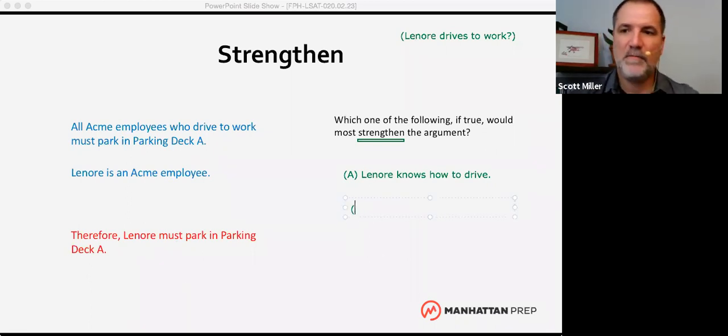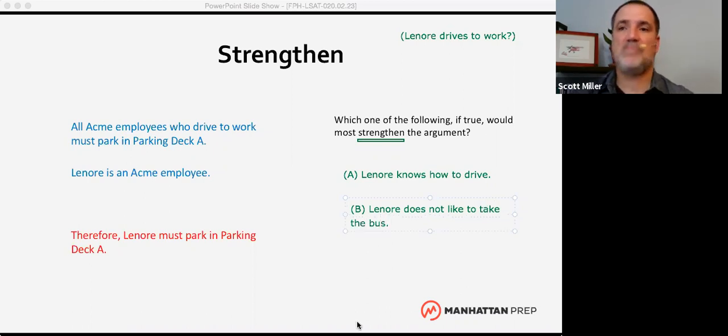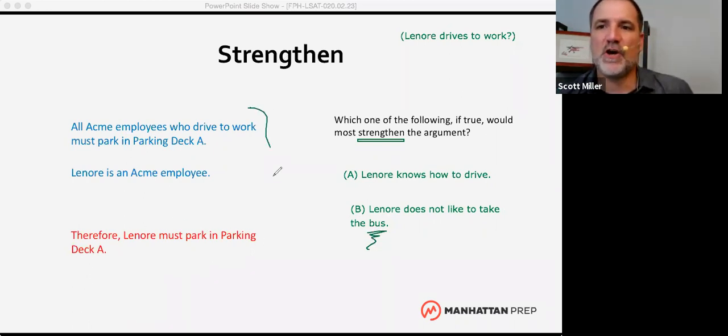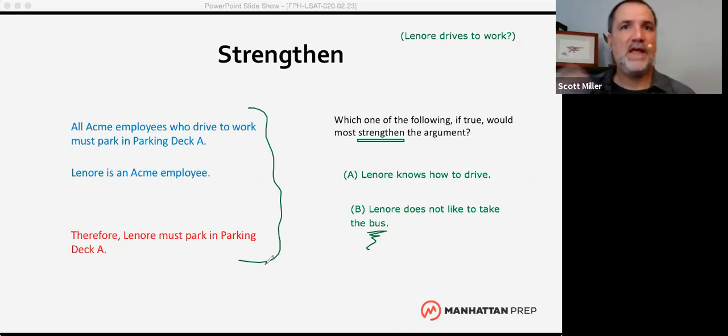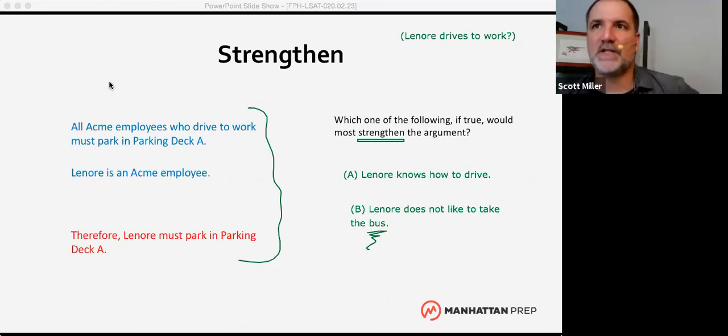And that makes the argument more likely to be valid because it strengthens the assumption. If we say B, Lenore does not like to take the bus. Does this prove anything? No. But if Lenore doesn't like to take the bus, it makes it a little bit more likely that she does drive to work. So again, the big thing with strengthen questions is it's okay if it brings in outside information. Totally something from left field. Taking the bus, what does the argument have to do with taking the bus? It would be really easy to eliminate an answer choice like B if you think that B is wrong because the original argument doesn't mention taking the bus.